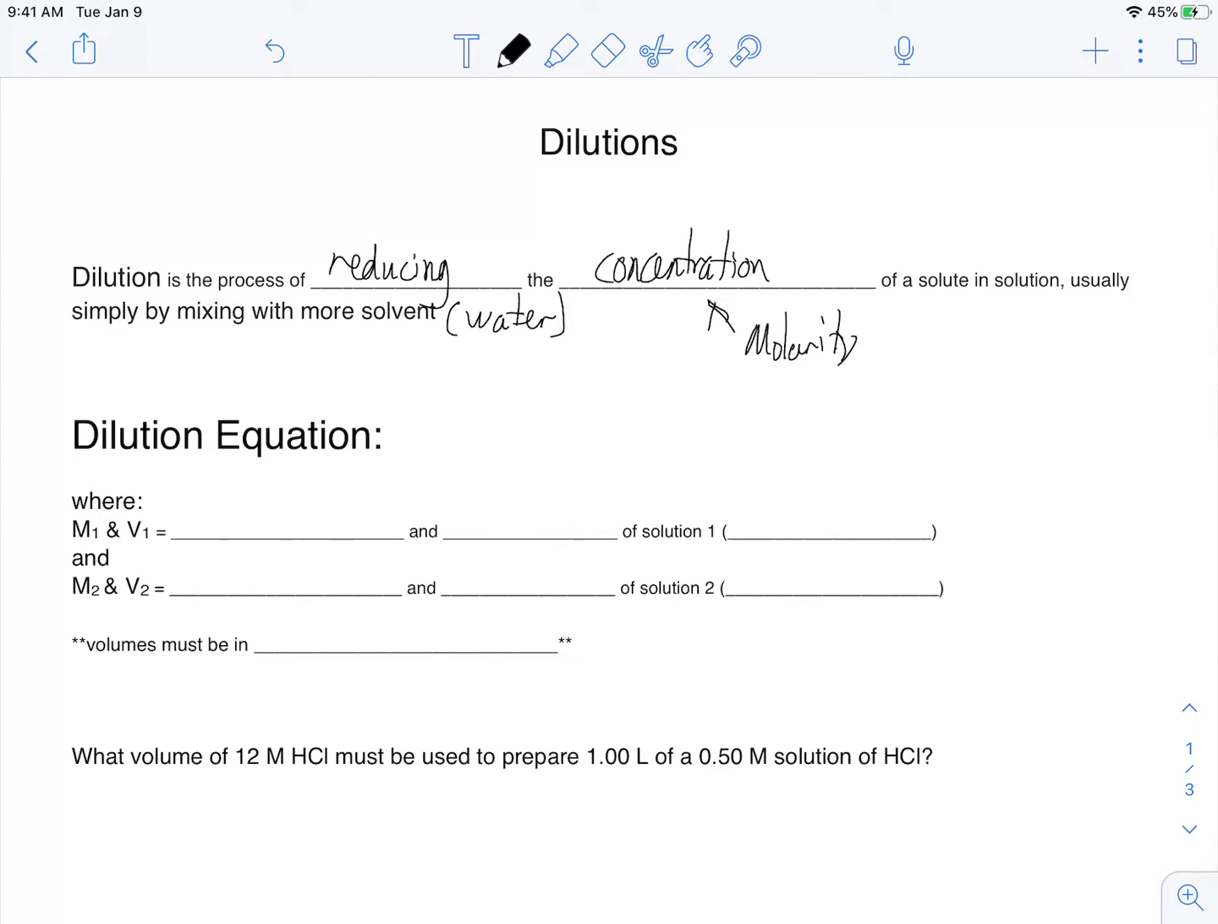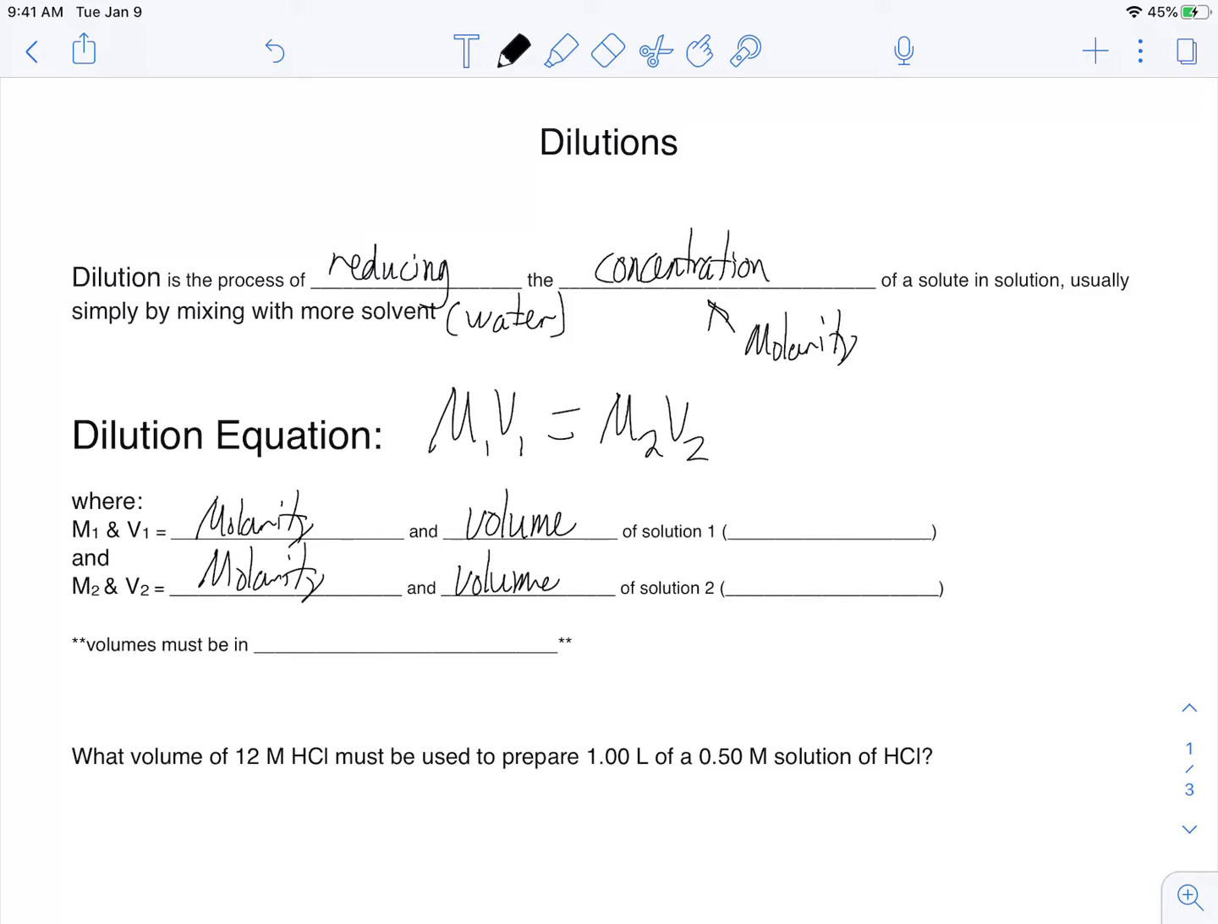Now the dilution equation we're going to be using, M1V1 equals M2V2, where M1 and V1 are molarity and volume, and M2 and V2 are molarity and volume. So M1 and V1 are the same on both sides, except M1, V1, solution 1, we're going to call that stock solution. Solution 2, we're going to call our final solution.